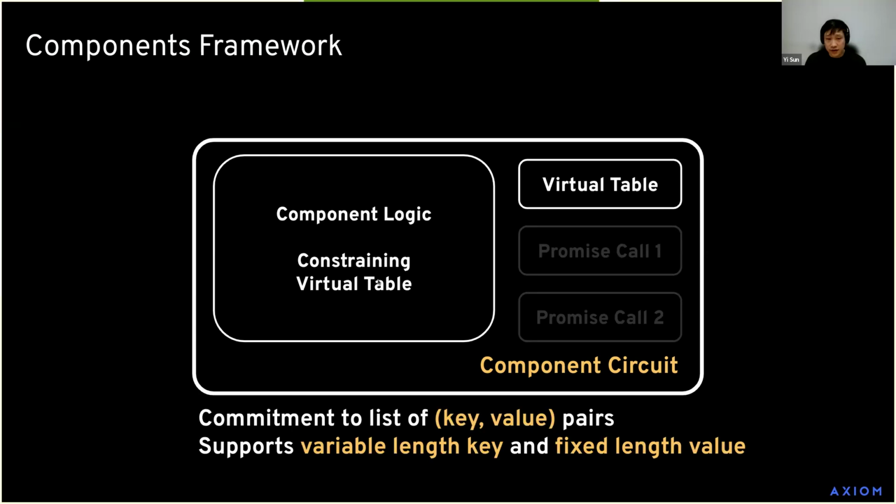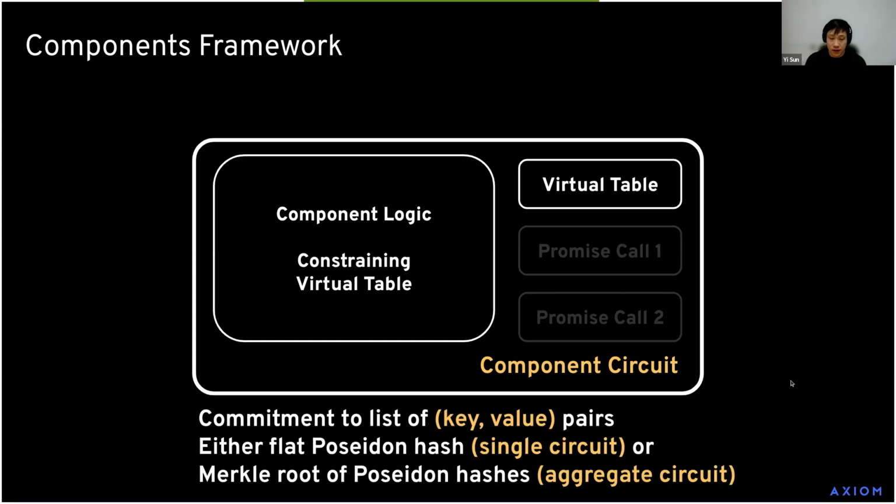And so the idea here is that the component logic is supposed to constrain the correct values of this virtual table. And the virtual table is just going to be a list of key value pairs that have a functional relation constrained here. We allow the key to be variable length, but the value must be fixed length. So you might imagine that the key is an input to the catch-up hash, and the value is the hash. So yeah, the way we actually expose this table is by committing to this list of key value pairs. And so we either just use the Poseidon hash, or we use a Merkle root of Poseidon hashes.